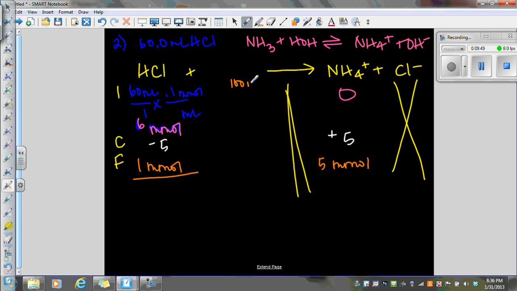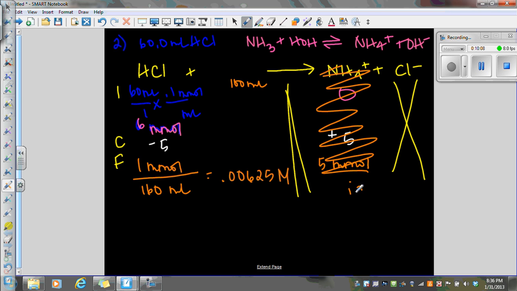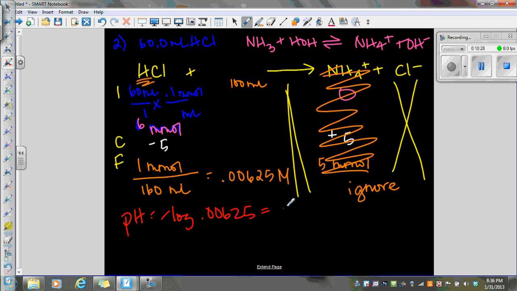So going back to the problem, I need to calculate molarity. Originally I had 100 milliliters of ammonia, so now I've got 160. So I'm doing 1 divided by 160. That gives me 0.00625 molar. I can ignore this because the effect is going to be negligible. I now have the molarity of H+, so I can calculate pH. I can do negative log of 0.00625. And when I do that, I get, okay, let's pay attention to sig figs.